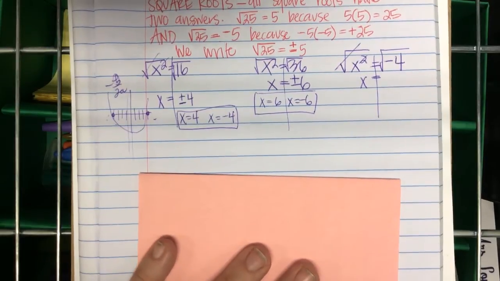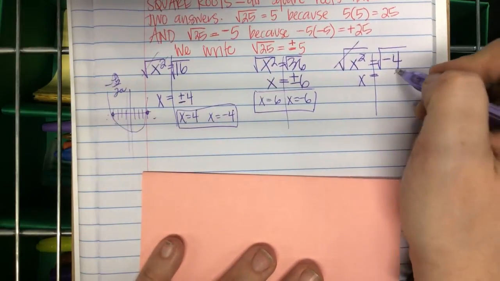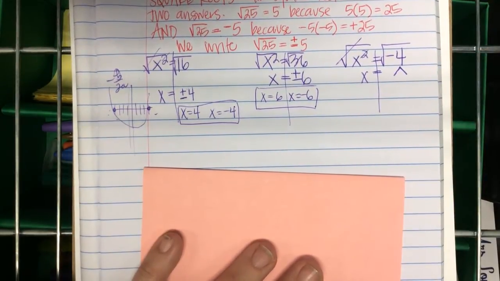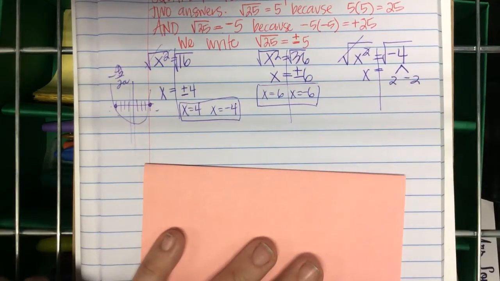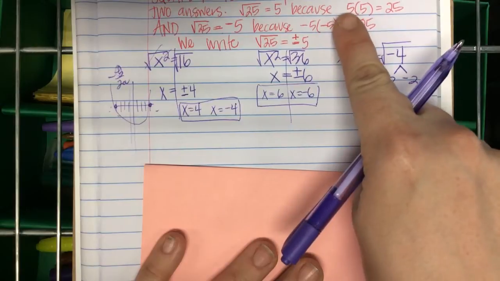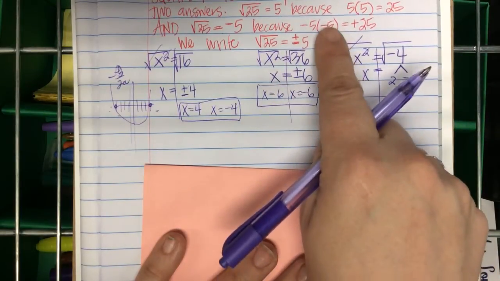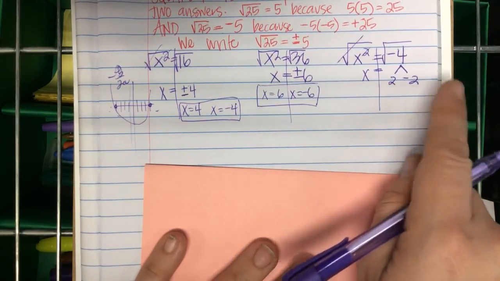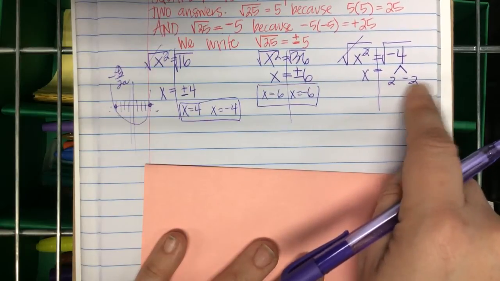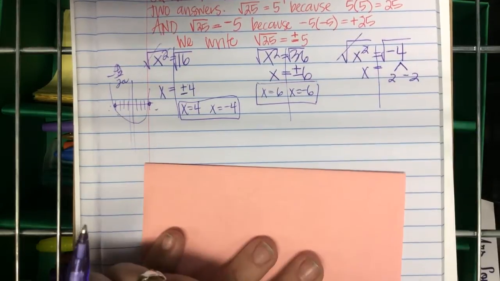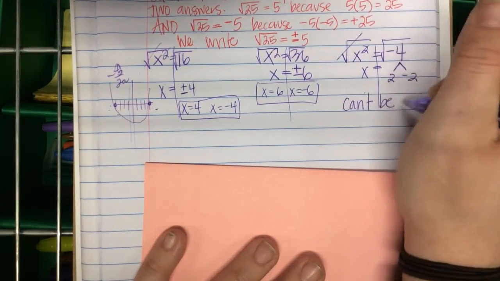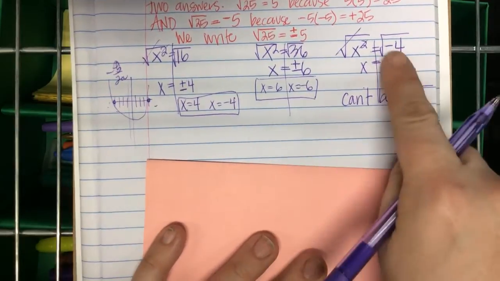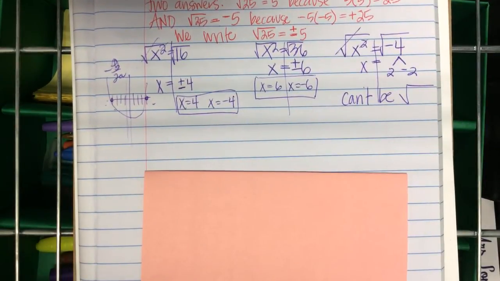Why doesn't it make sense, Alyssa? The only way to get negative 4 as an answer is to do 2 times negative 2. And are those the same number? Up here I had 5 times 5, and I had negative 5 times negative 5. But down here, the only way I can do that is if one's positive and one's negative. So can you do the square root of a negative number? So this can't be square rooted. This problem I could not solve using square roots. You either have to factor it or graph it.